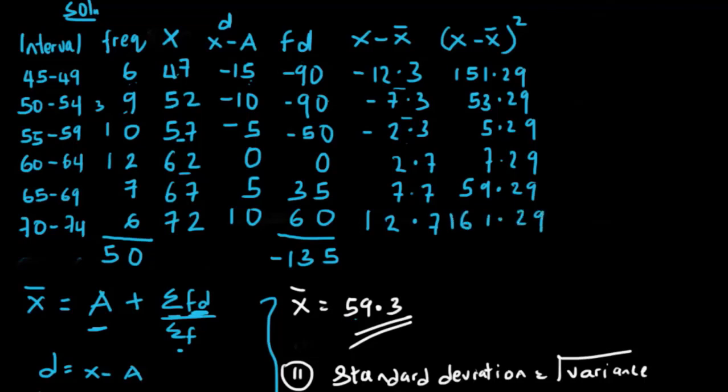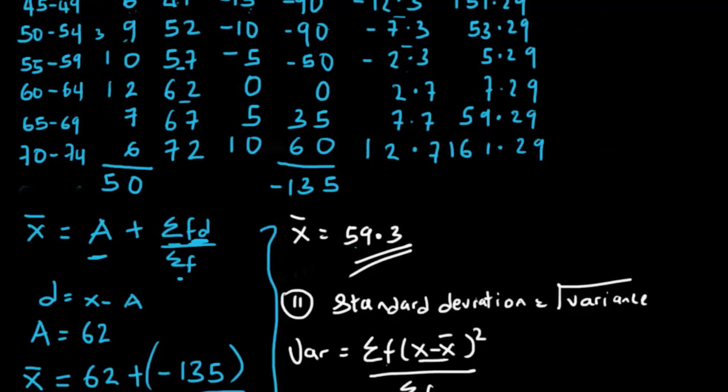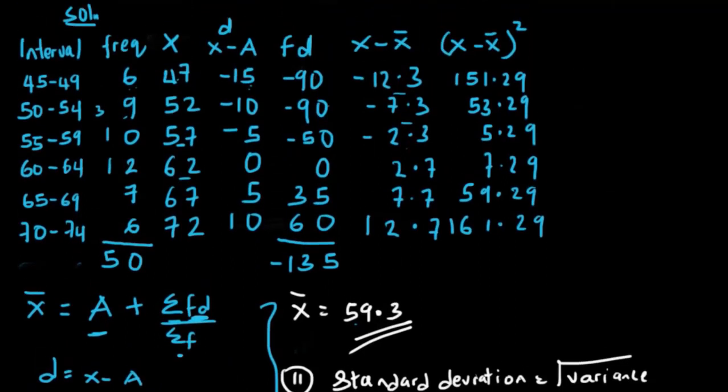Do you understand this? We're having f into bracket x minus x bar all square. So we create a column for that. We should have f into bracket x minus x bar all square. What that means is that we'll be multiplying frequency by each of these. Does that make sense? So let's start.